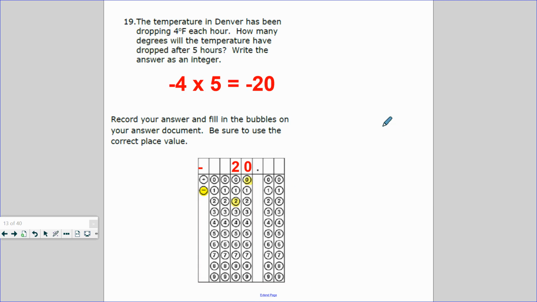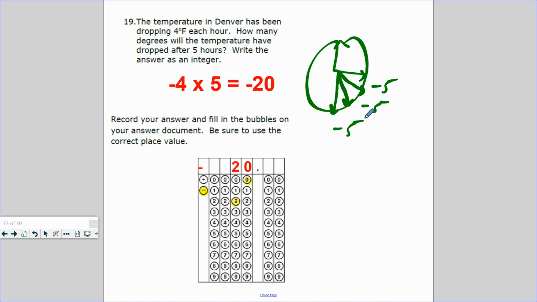Number 19, the temperature in Denver has been dropping 4 degrees every hour. How many degrees will the temperature have dropped after 5 hours? So imagine the clock, it's, I don't know, 3 o'clock. At 4 o'clock, it dropped 5 degrees. At 5 o'clock, it dropped 5 degrees. 6 o'clock, another 5 degrees. It says 5 hours, so 7 o'clock, 5 degrees, 8 o'clock, 5 degrees. So -5, -5, -5, -5, -5.